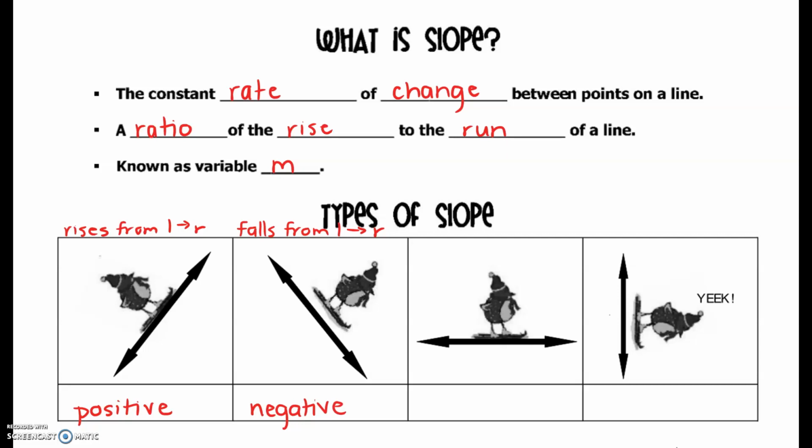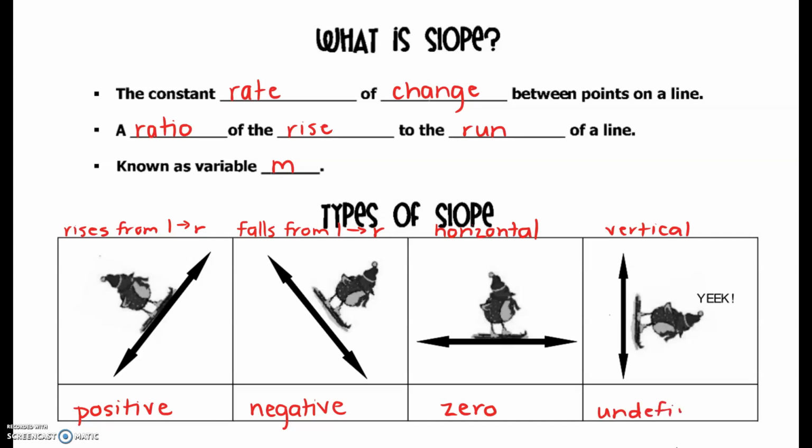A line that is horizontal. So a line that is horizontal going from left to right actually has a slope of 0. And a vertical line has a slope that we call undefined.